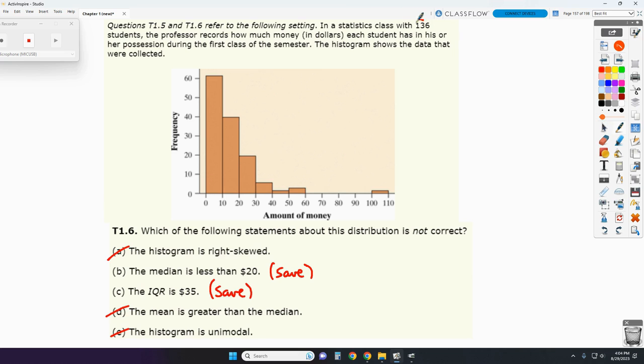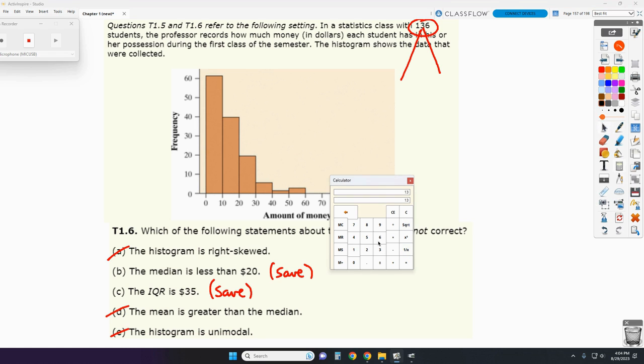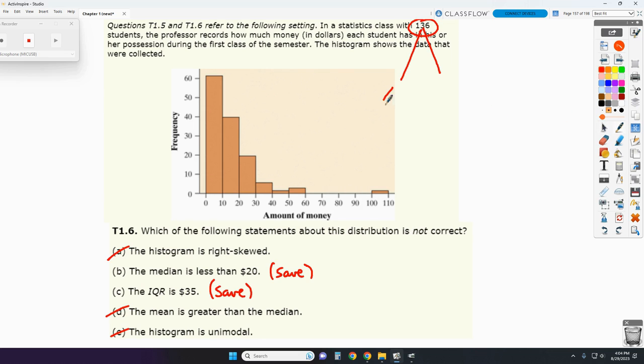Now, if I have 136 students, I need to think about how this number is going to break down, because the median's the middle number, right? So if I were to split this 136 in half, 136 divided by 2 is 68. Okay, so we've got 68 and 68, which means the median is going to be the tie between the 68th and the 69th student, who would be the first person in the second group of 68. So I need to figure out, where is the 68th and 69th student in this histogram?